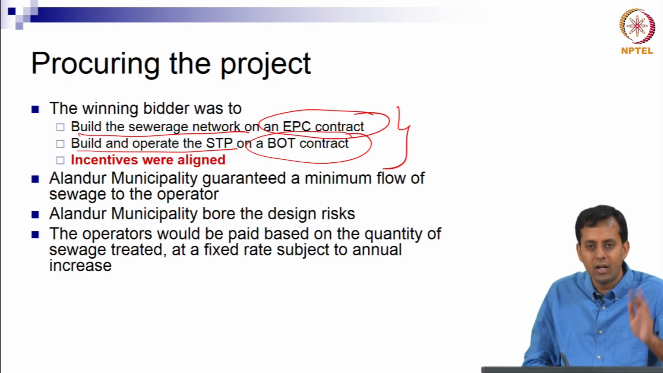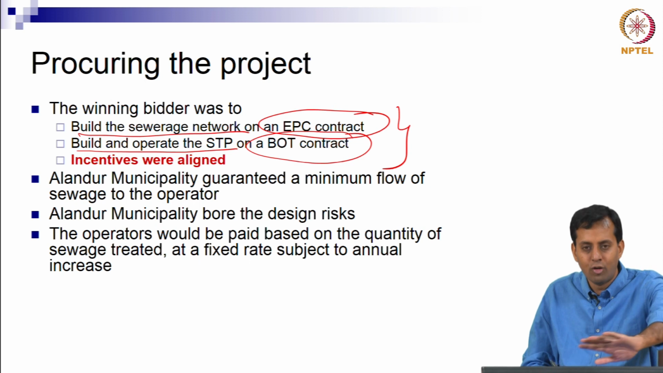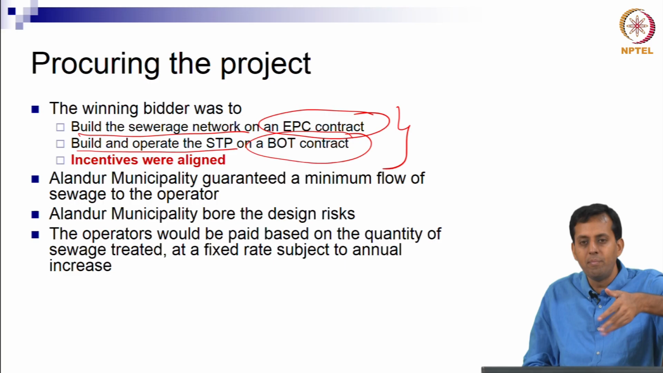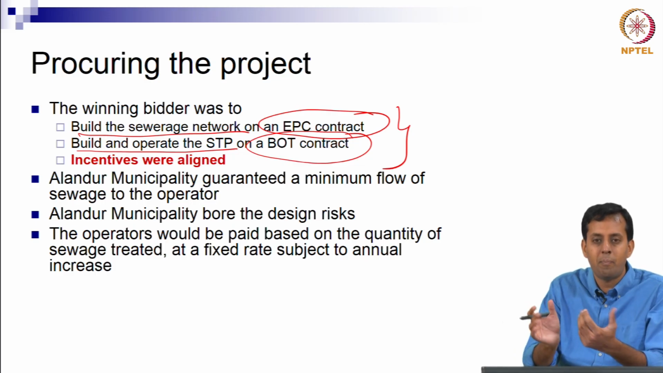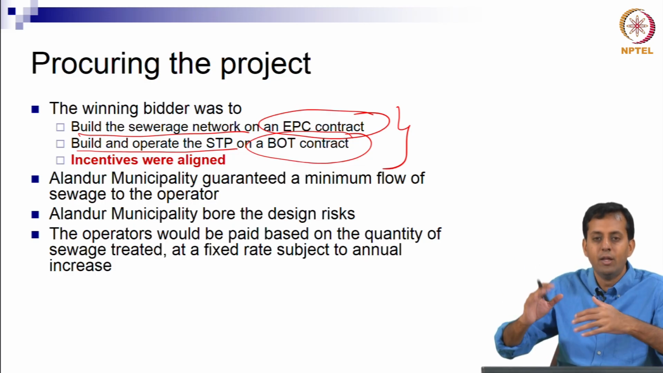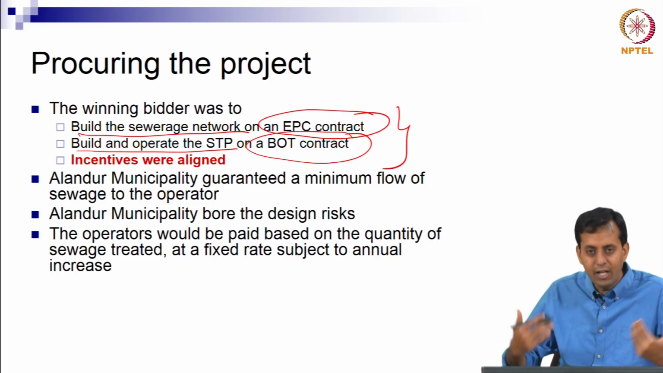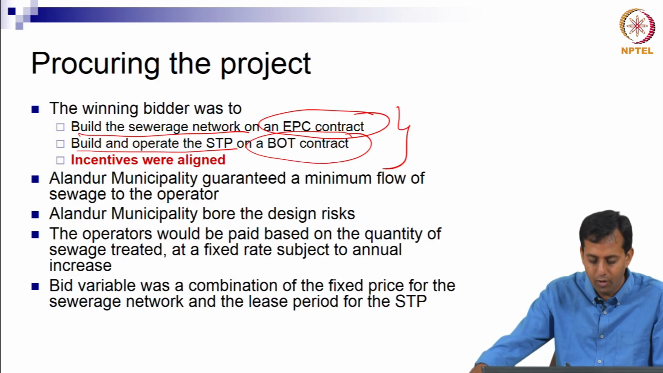So even if the entire community of Alandur went on a holiday, there would be a certain minimum amount of sewage treatment that would be paid to them. But beyond that minimum, the better their pipelines were, the more sewage they were able to take to the sewage treatment plant, and the more sewage they were able to treat, the more money they would make, right. So if their collection system was efficient and their operation of the plant was efficient, they would make a lot of money, right. So this was to incentivize them to build a state of the art sewage treatment system, okay.